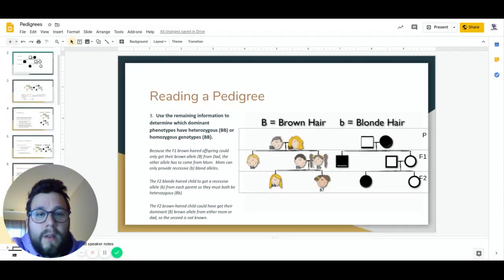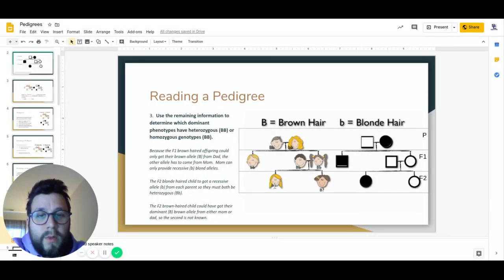Now, the kid here has brown hair. Their other kid has blonde hair. So if she has blonde hair, she got a lowercase recessive allele from both of her parents. So one of these had to come from dad, and one of these had to come from mom.